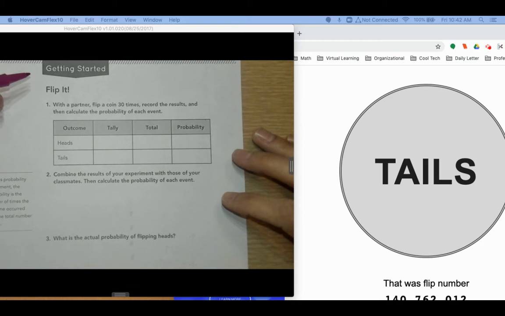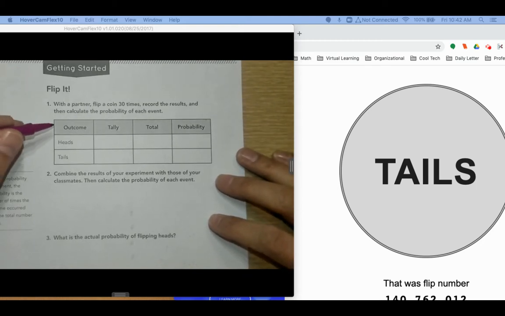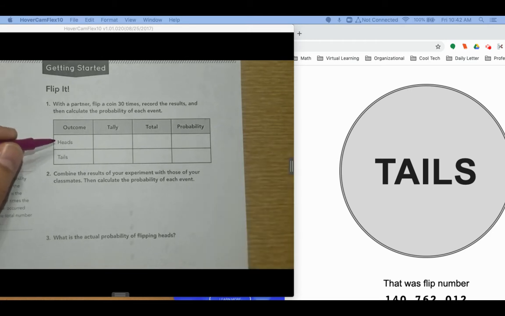All right, getting started. Flip it. With a partner, flip a coin 30 times, record the results, and then calculate the probability of each event.